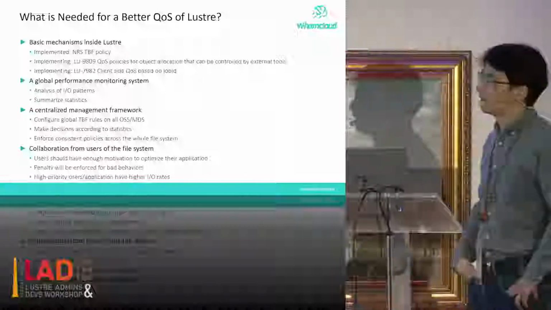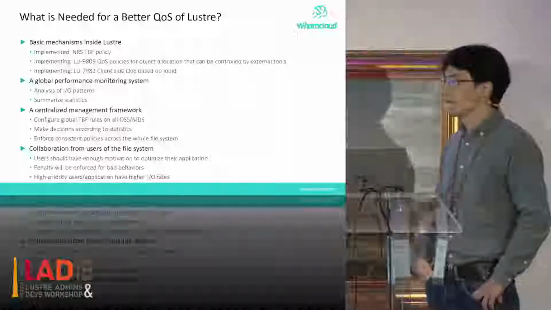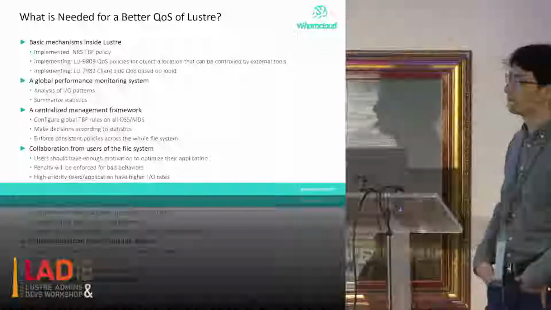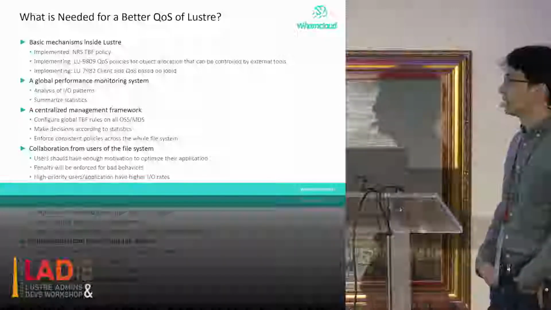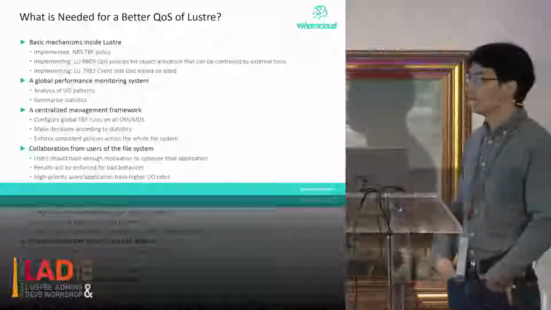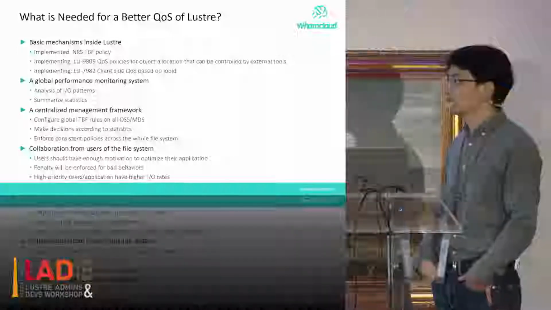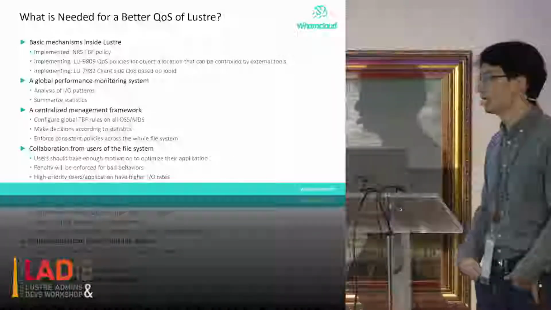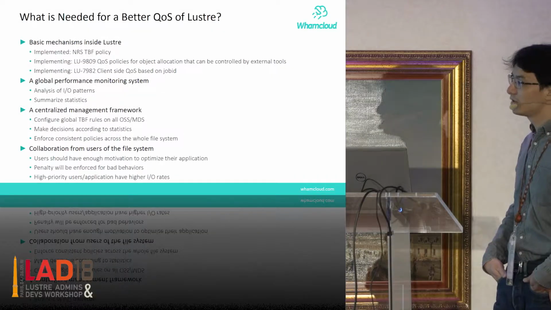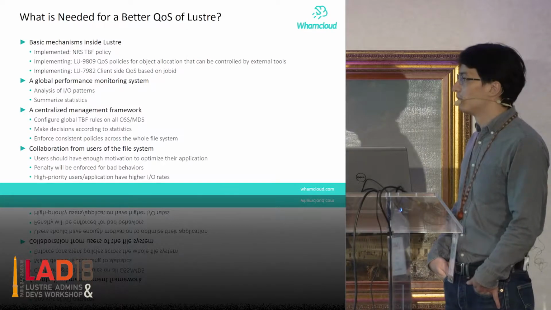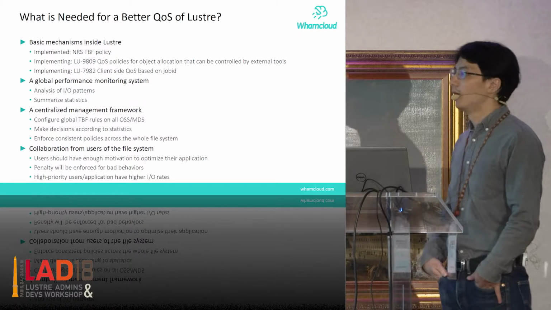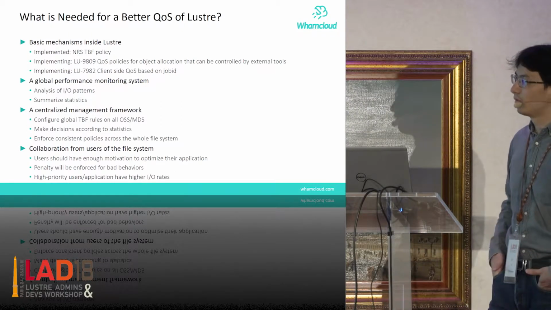This policy should be controllable by external tools, by global control tools. We are also thinking about client-side QoS. It is useful when you want to balance the performance of different jobs on a single client. These are the basic mechanisms inside Lustre. Another thing we need for a better QoS system is a performance monitoring system. We need that to analyze the I/O patterns and to get the statistics of the whole file system. We need to know more about how performance is in the whole file system.